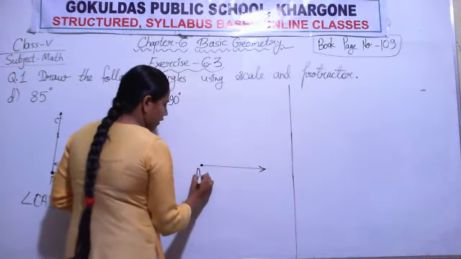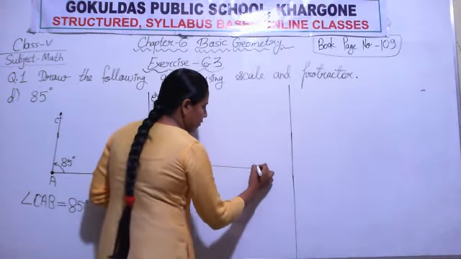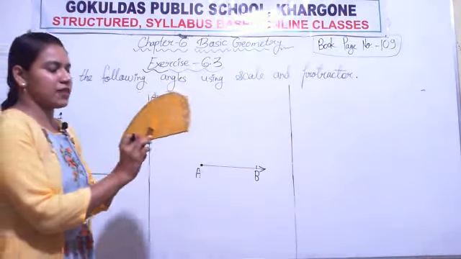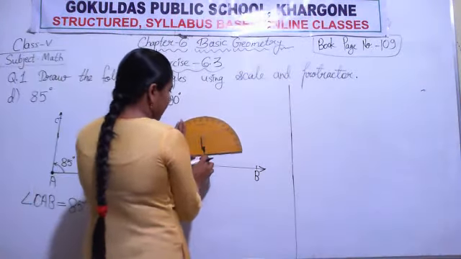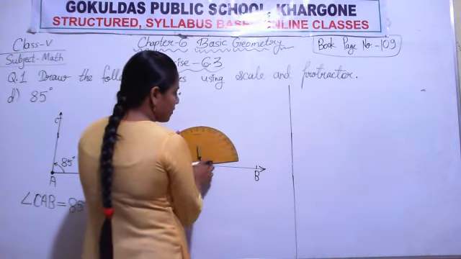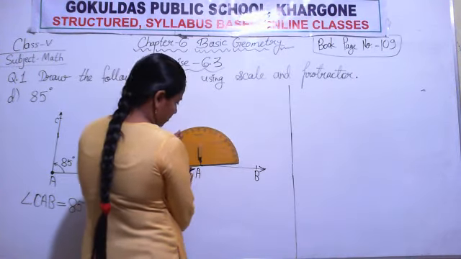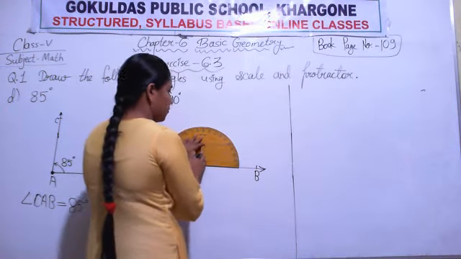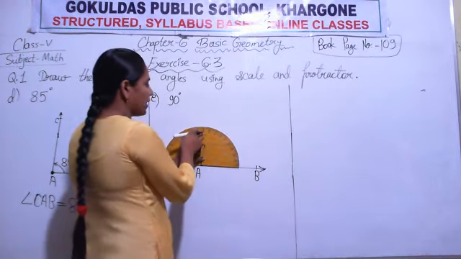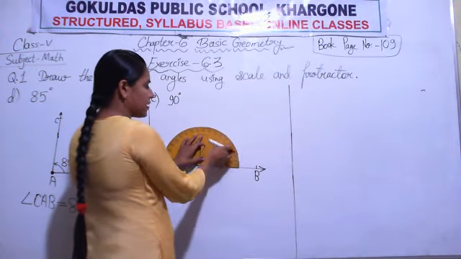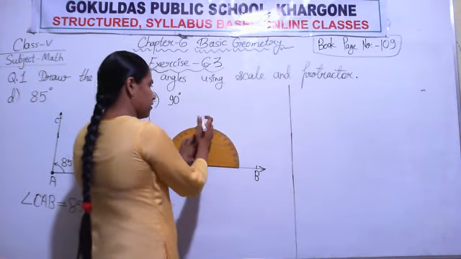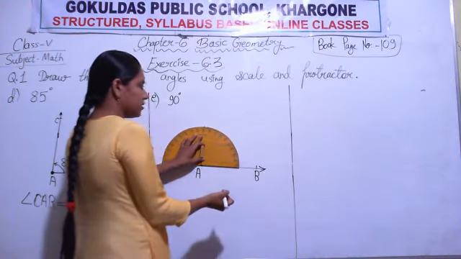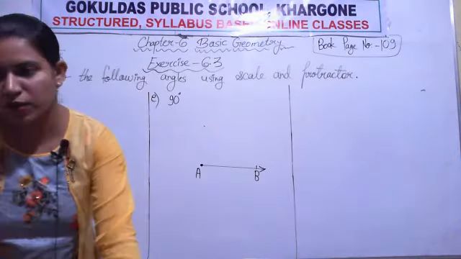Okay, I have drawn a ray. Give name to it as AB. Now what I will do, I will keep the center of the baseline on A and coincide the baseline with ray AB. Okay, I have placed my protector. Now where 90 is written on the inner scale? Here. So mark the point with the help of pencil. Mark the point here. You can remove your protector.